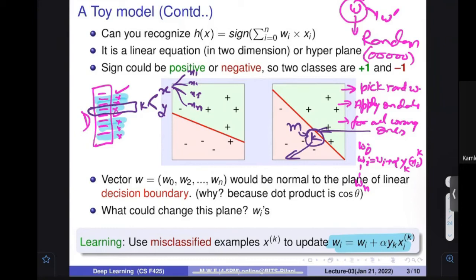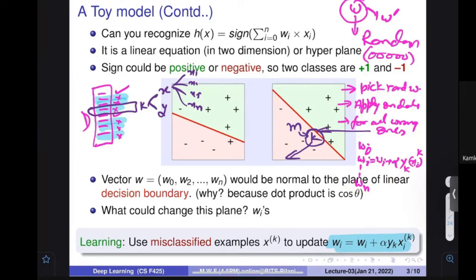This is the formula. I'm just telling about this. From where it came, what is the justification? All these things are going to come next. Make sense? Whether this part is clear? I'm going to tell you why it is coming, but right now, whether this part is clear, that what is the algorithm? The algorithm is that for all the wrongly classified items, I am going to modify this thing using this particular equation.